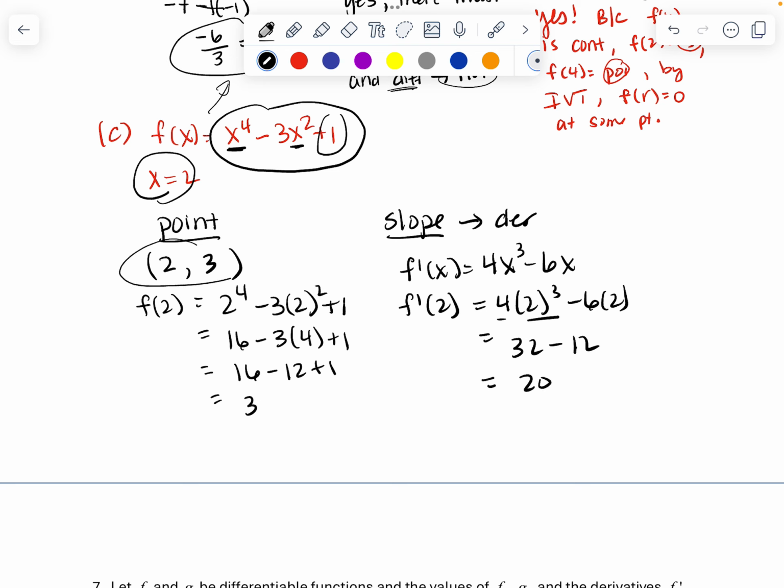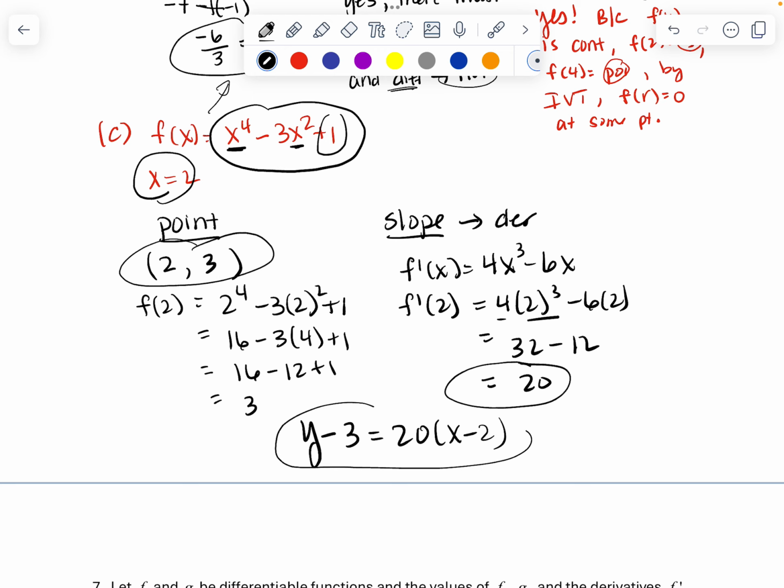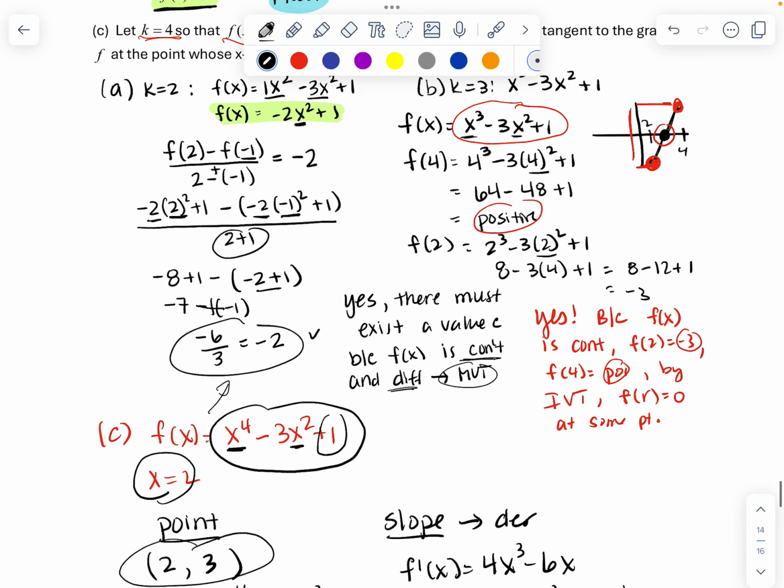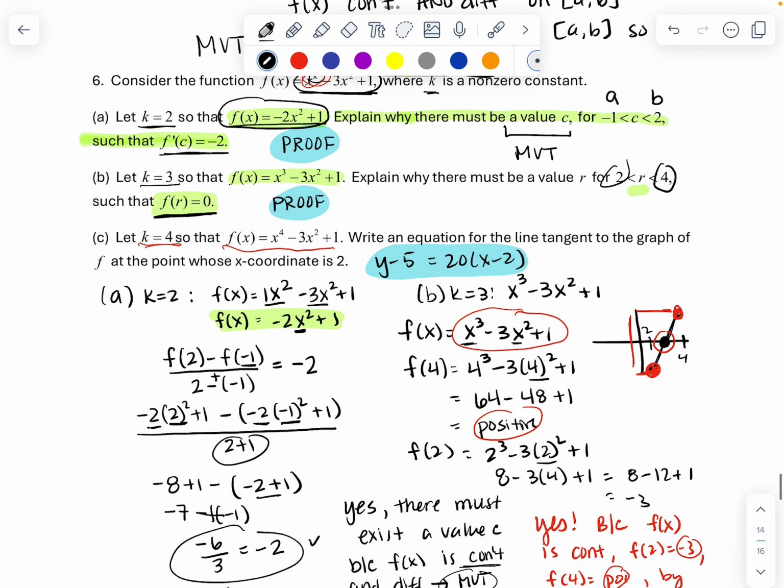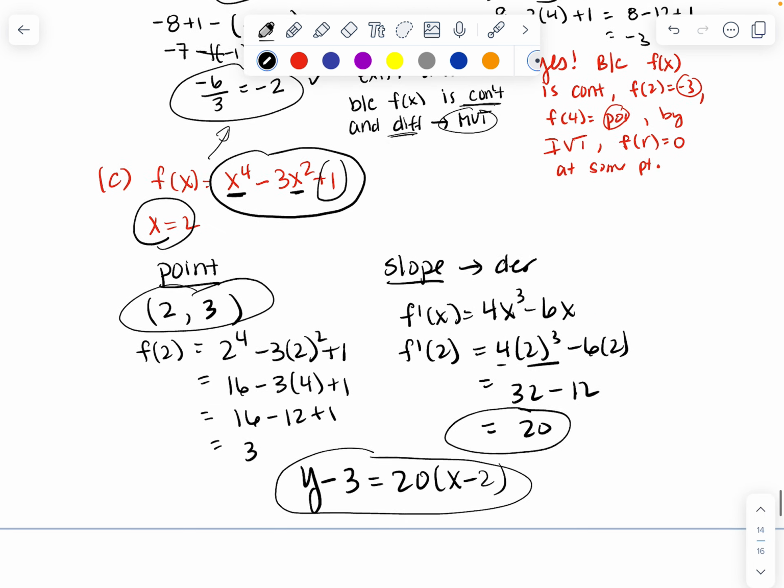So here's my point, here's my slope. Putting it together, I'm going to get y minus y1 equals m times x minus x1. So y minus 3 equals 20 times x minus 2. Is that what we got? Y minus 5. How did they get y equals 5? Hang on a second. Did I mess it up?